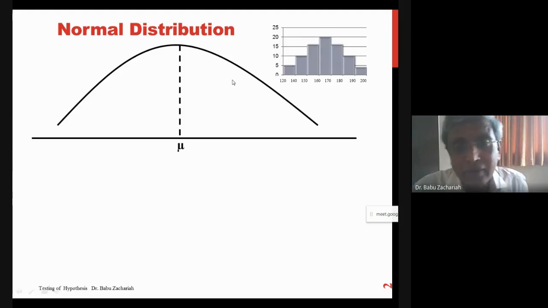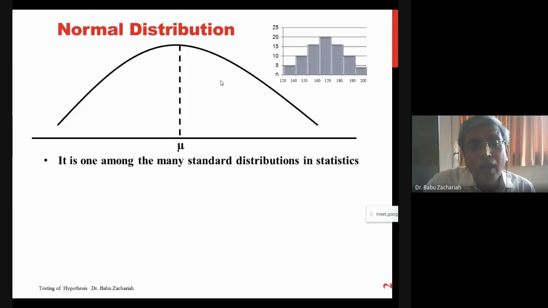Actually, to define normal distribution, there is a mathematical concept called the probability density function. But since the audience I am addressing is not from a mathematical background, I cannot explain that. So without mathematics, without the density function, I will explain normal distribution in a simple way. First thing you have to remember, it is one among the many standard distributions. Curves of different patterns can come. Not all variables follow this one.